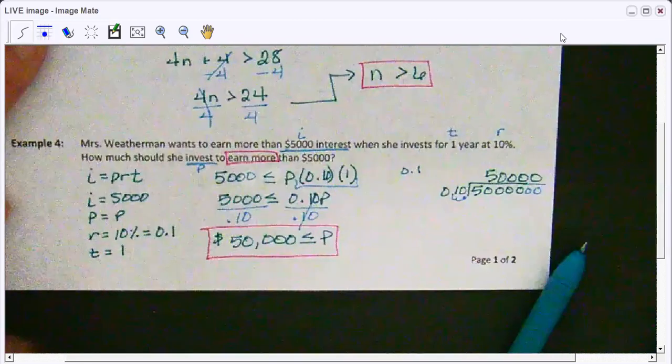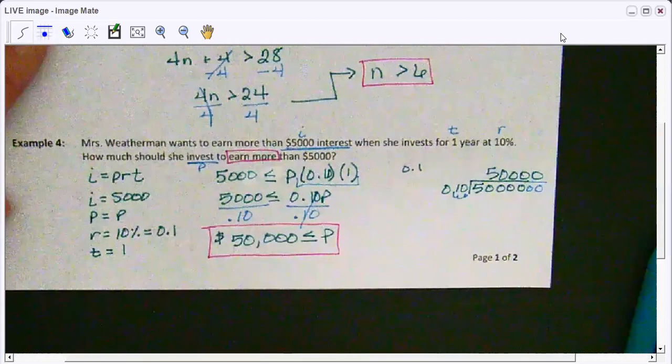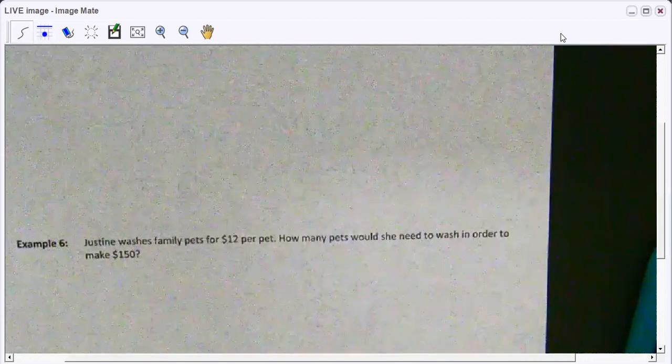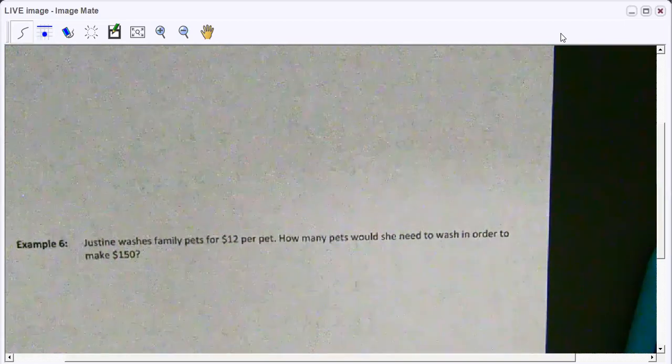All right. You're going to have one just like this on your homework. So that's why it's here. All right, let's flip it over. We have two more. All right, 20 of the ninth grade students.